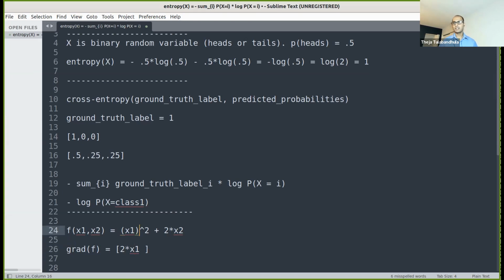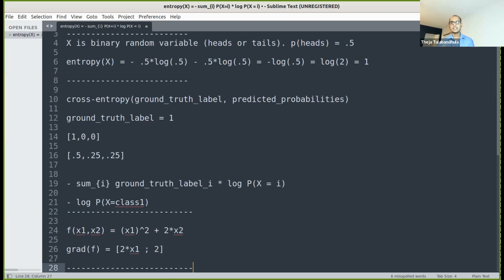Right. If you have a square, then the derivative with respect to a is like 2a, right? So it's 2x1. And then what is the derivative of this function with respect to x2? That's 2. So this is the gradient of the function with respect to its inputs.